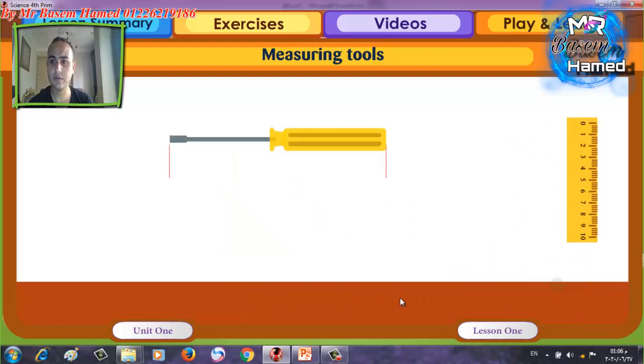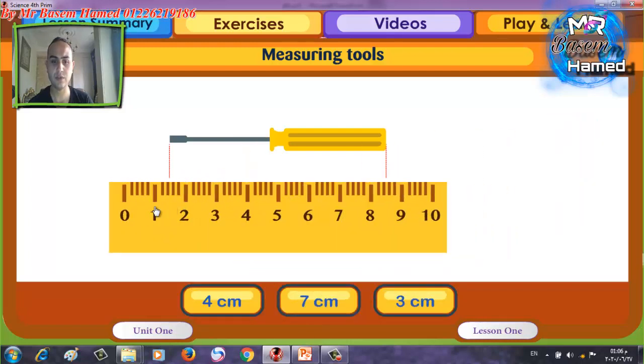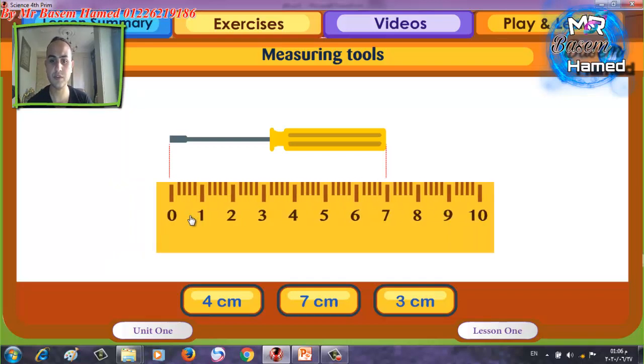We have a screwdriver. Okay, can you tell me the length of this screwdriver? Keep the zero in your start point. 0, 1, 2 centimeters, 3, 4, 5, 6, 7 centimeters. So the length of this screwdriver is 7 centimeters. Great.